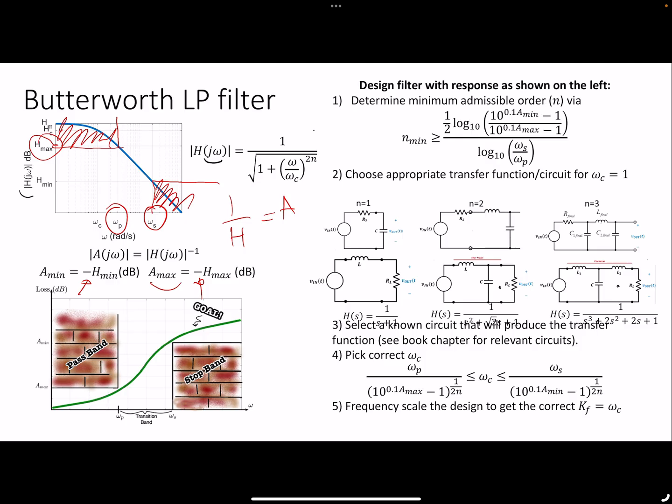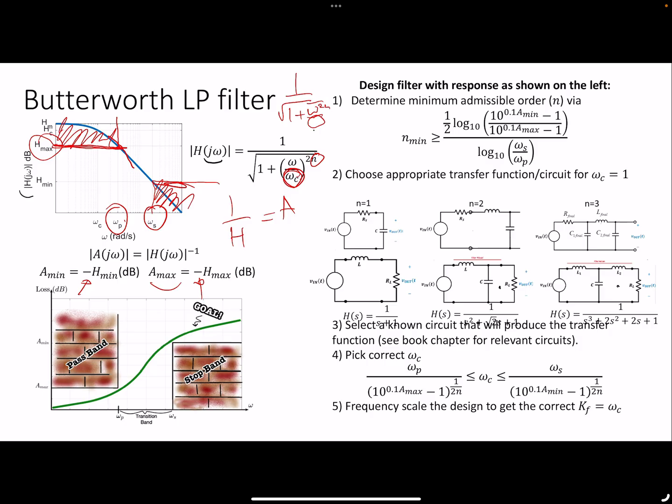To achieve this, what we said is that we were going to start with a filter that had a 3 decibel frequency, or a cutoff frequency, at 1, and we were just going to frequency scale that. And so in order to design these filters, we need to figure out by how much to frequency scale it. And then we also had to figure out what kind of slope we would need in order to make this transition between the frequency response H max and H min rapidly enough.